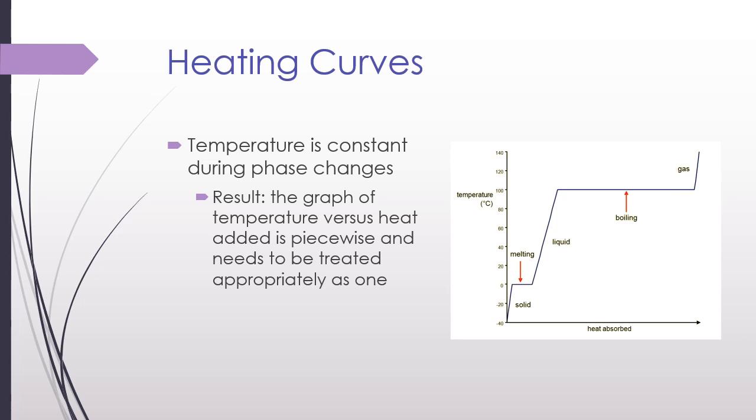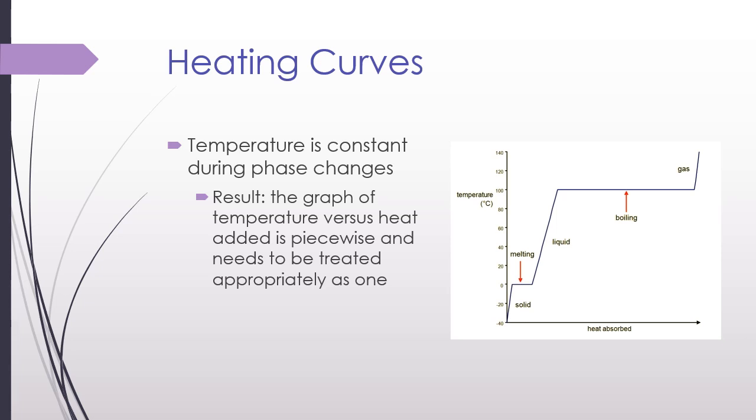If you observe here in the heating curve, temperature is constant while a substance is undergoing a phase change. For example, while water is boiling, its temperature will be 100 degrees Celsius, assuming we are, of course, at sea level. The result is that if you try to graph temperature versus the heat added for a substance while going through temperatures where phase changes will happen, you'll end up with what looks like a piecewise function, where if you start off in one phase, you'll have what appears to be a straight line up to a point where you reach the temperature of a phase change.